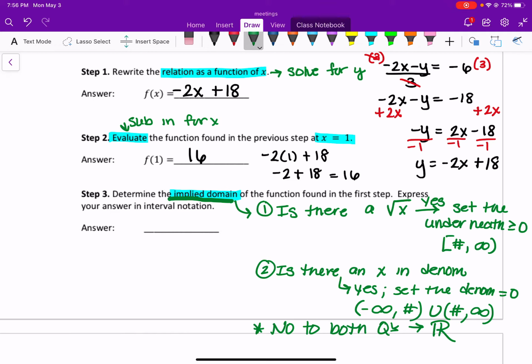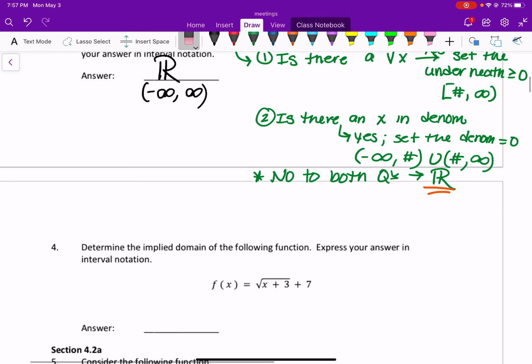Okay, so for this particular problem, if I go back up here and I look at my answer here, and I ask myself, is there a square root? I'm going to say no, there's no square root. Is there a variable in the denominator or an x in the denominator? I'm going to say no because there isn't even a denominator in this. So since we said no to both questions, then my domain is going to be all real numbers. So right here, we're going to put all real numbers. If you don't like to do the R, remember you can always do negative infinity to positive infinity. I'm just lazy and like to use the R for mine. All right, so let's keep going.